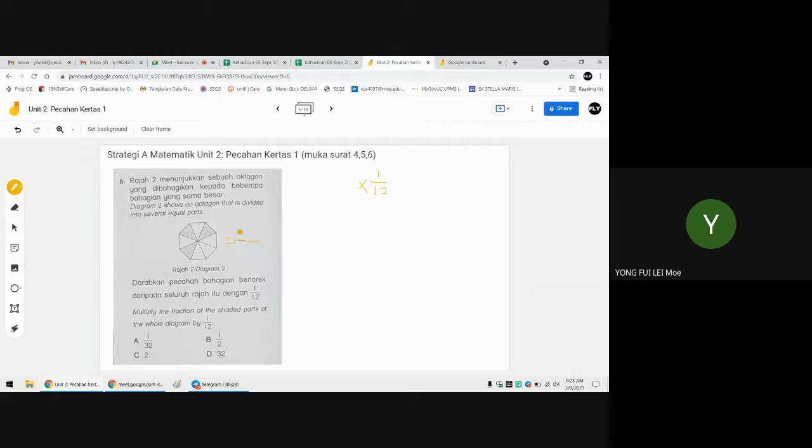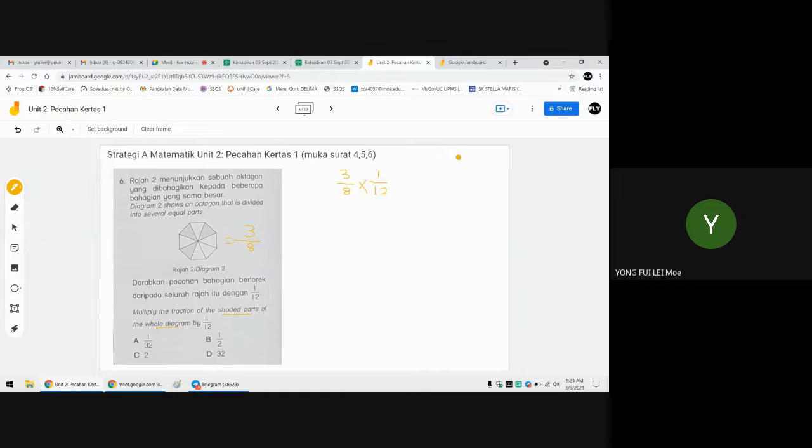1, 2, 3. So the shaded parts are 3. The whole diagram is all the parts: 1, 2, 3, 4, 5, 6, 7, 8. So this is 3 over 8. So 3 and 12 can be simplified.